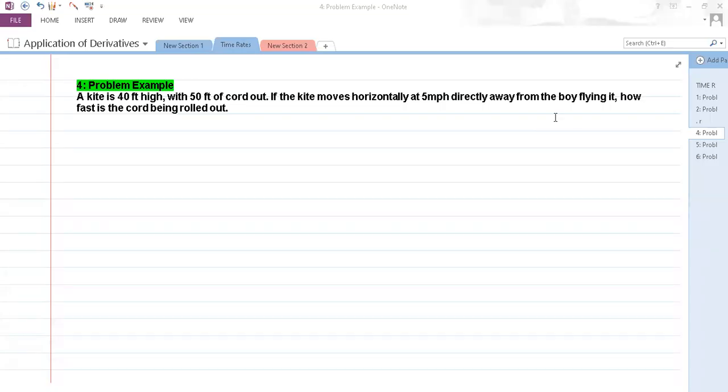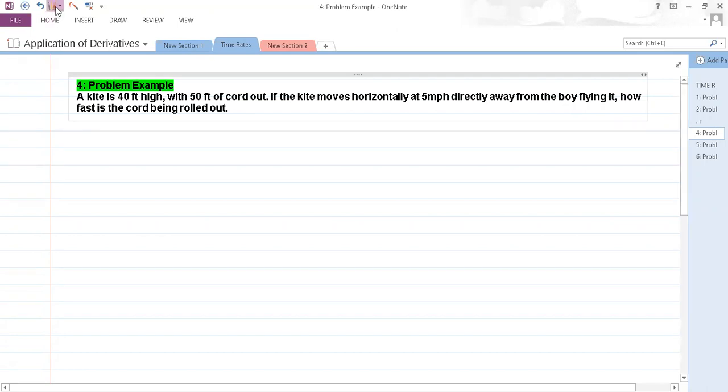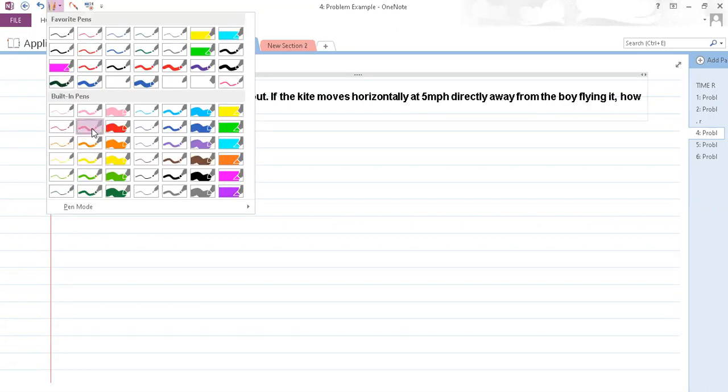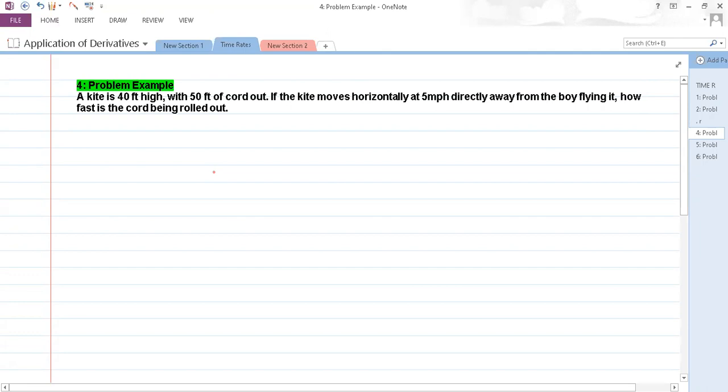Okay, so let's continue our example. We have here example number four. For example number four, a kite is 40 feet high, okay? With 50 feet of cord out, if the kite moves horizontally at 5 miles per hour directly away from the boy flying it, how fast is the cord being rolled out?